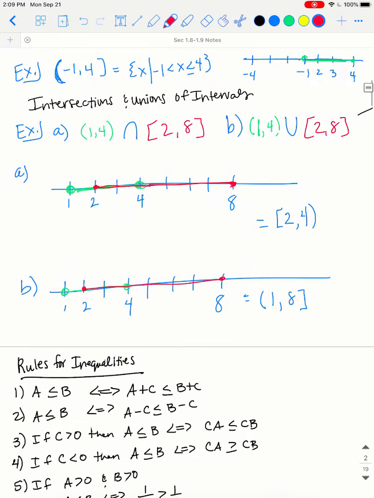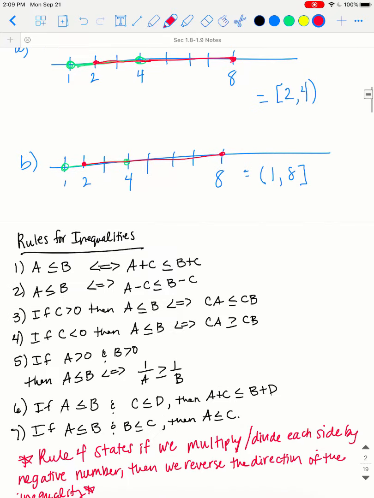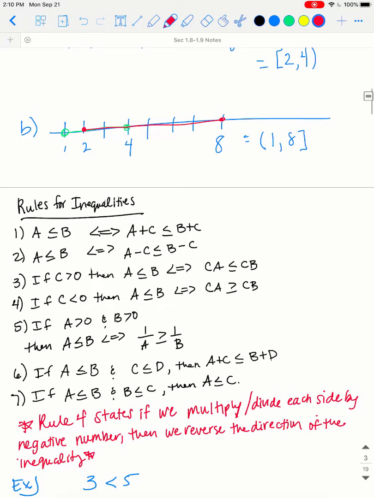B is the union of these. So we still have the same graph here, but we want to know what was in the left interval or the right interval. So we start at 1, and then it goes all the way to 8, but our 8 is closed and our 1 is open. So it's just what's in the red or what's in the green. So our interval is (1, 8].